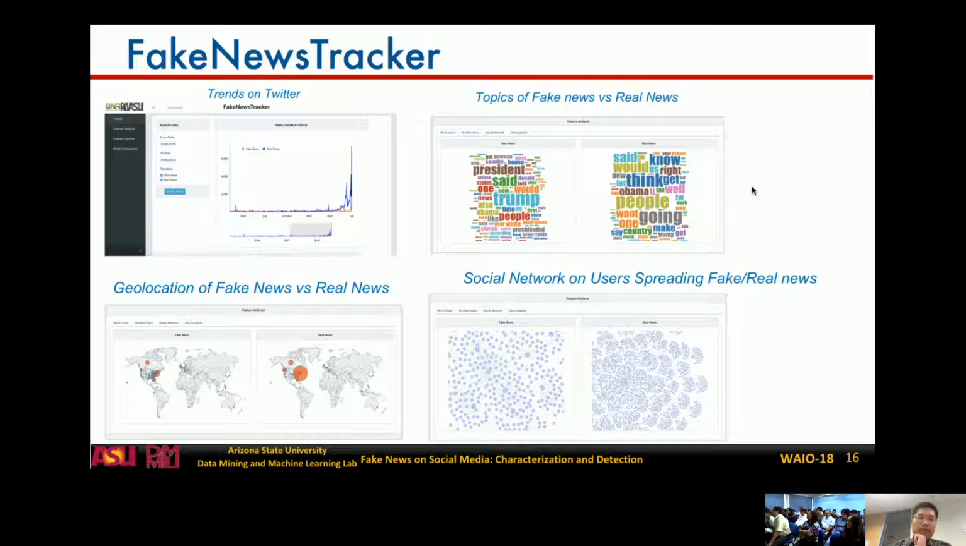In the first one, for example, we can show the trends on Twitter, from the temporal point of view, how much fake news is spreading on Twitter. So we can show this tendency, and also the topic differences between fake news and real news. Then we can show the geolocation, where the users spreading fake news and real news are, and lastly we can show the social network of those users. These are all very important attributes we visualize that can help people understand the users' profiles, the topic differences, and so on.